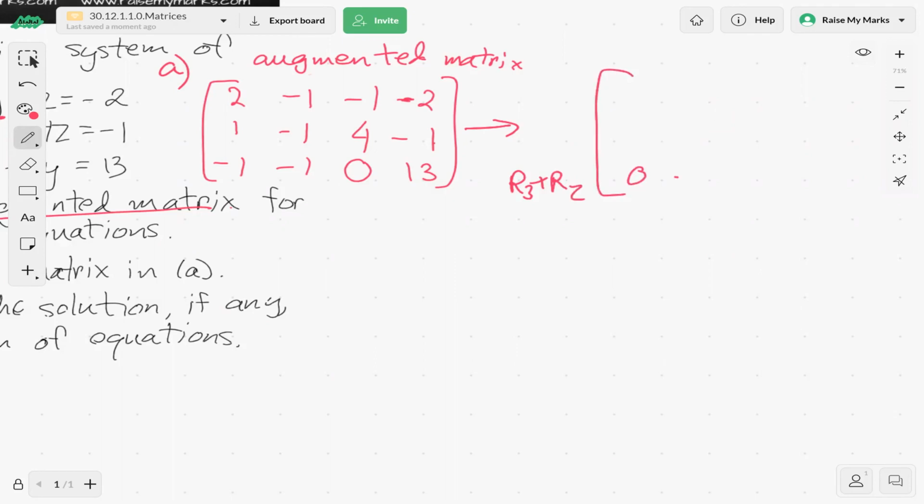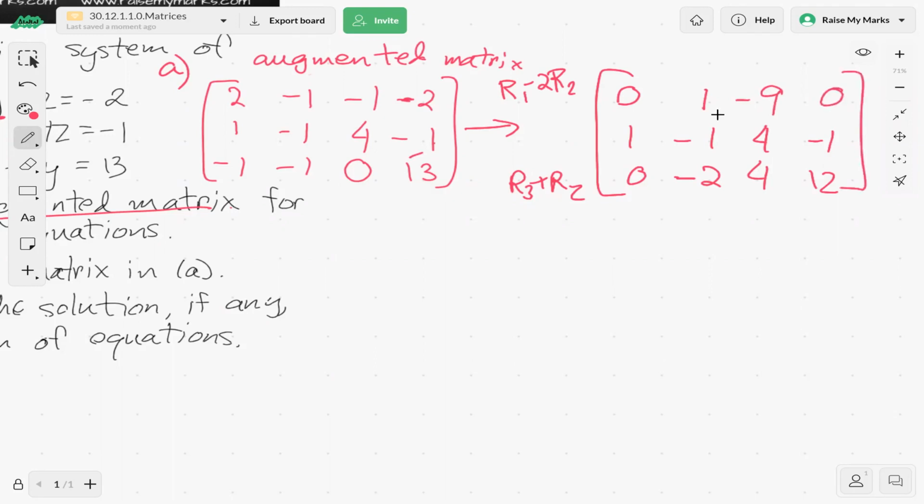0, -2, 4, and 12, 1, negative. And we're just going to keep row 2 exactly the same. And then we're going to add -2 row 2 to row 1. So we're going to get 0 in the first component, -2 times -1 is 2, plus our -1, -8 plus -1, -9, 2 plus our -2 is 0. I believe that's correct. Good.